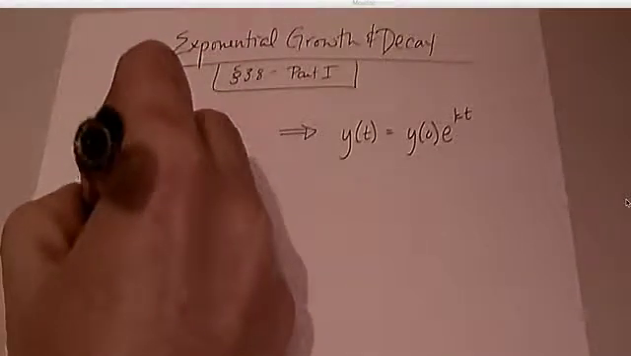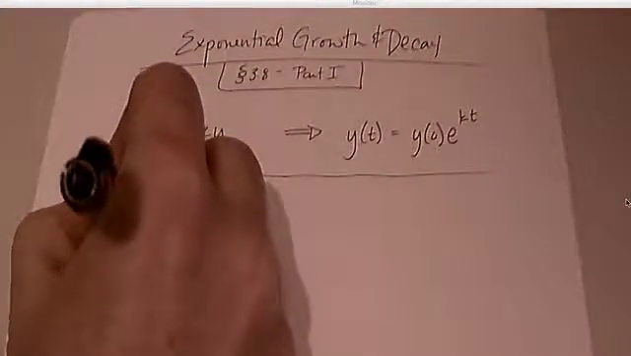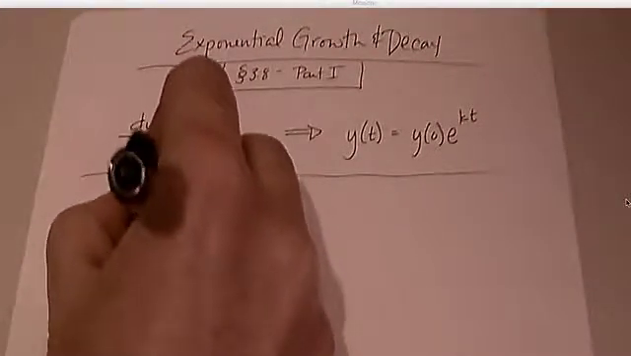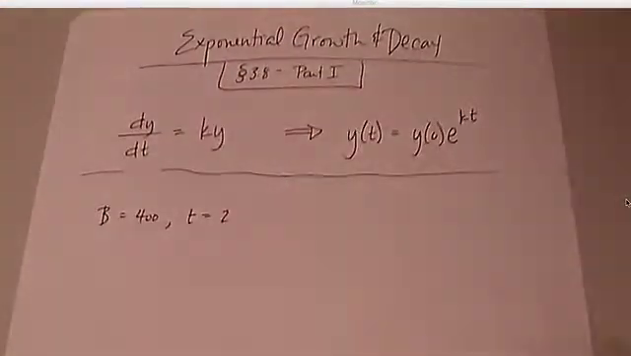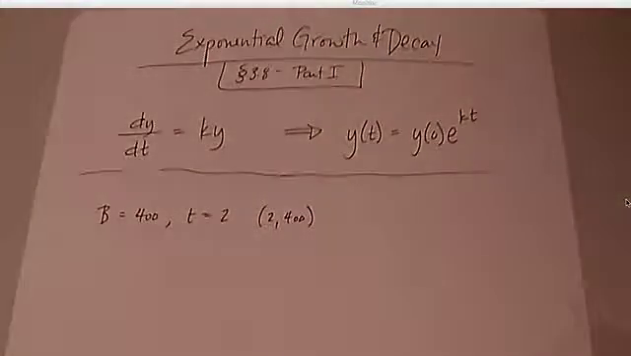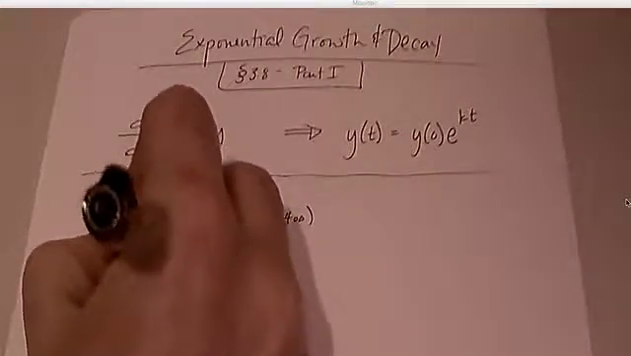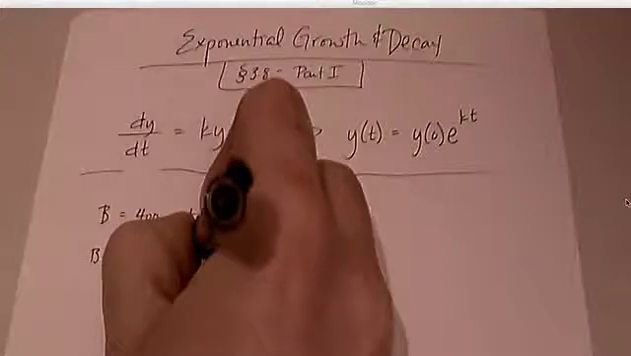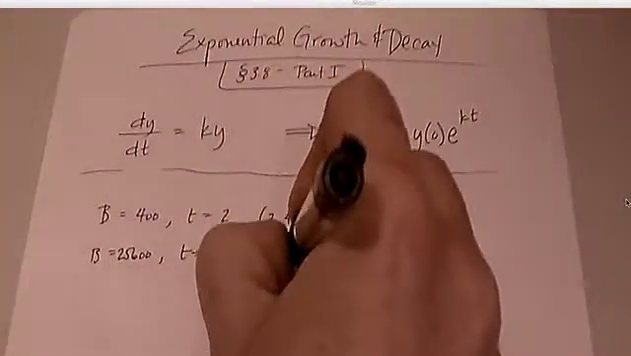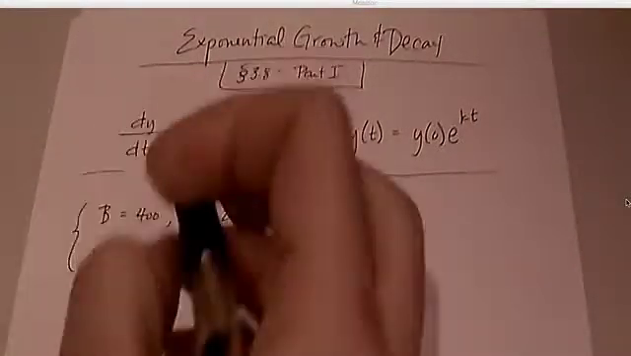Okay, so bacteria, and we'll sort of draw a line right here, bacteria is 400 when t is equal to 2. Well, that's an ordered pair, right? When I input 2, I get an output of 400. Okay, well, the number of bacteria was 25,600 when t is equal to 6. So (6, 25,600), that is another ordered pair. Well, I don't have the initial condition, but I do have 2 ordered pairs.